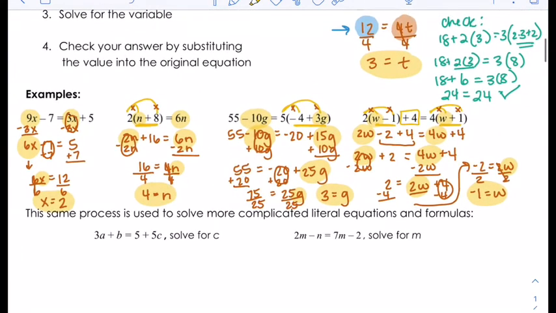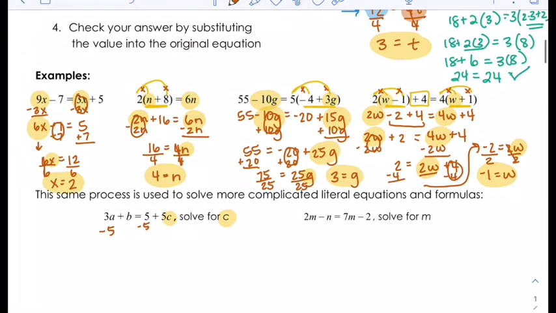We can use the same process to solve more complicated literal equations and formulas. So if I have multiple variables, I can use the same process to solve for a specific variable. So in this first one, I have 3a plus b equals 5 plus 5c. There's an a, b, and a c, but I'm going to be solving specifically for c, meaning I want to get the c all by itself. So we already did some examples like this last week as well. In order to get the c by itself, there are no other c's, so I just want to move everything away. So first thing I'm going to do is subtract this 5 on both sides.